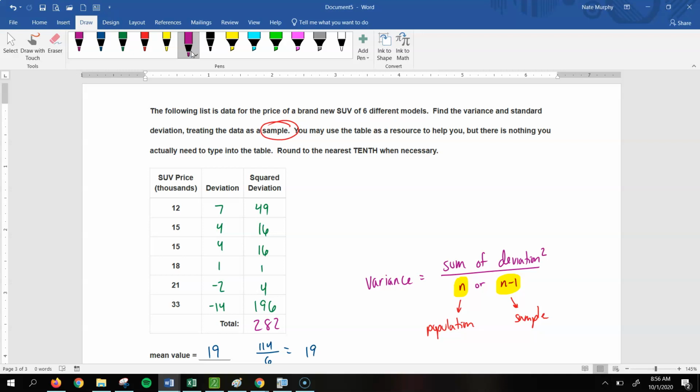But here we have this set of data. This is the SUV price in thousands of dollars. Again, the same problem that we had earlier. It's just that I put it in a table. And again, we're treating this as a sample. That's significant when we go to find the variance.